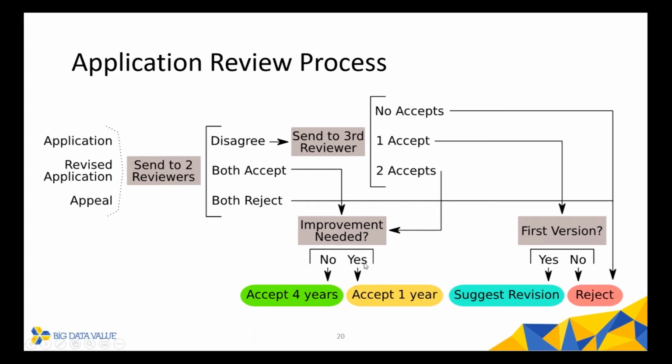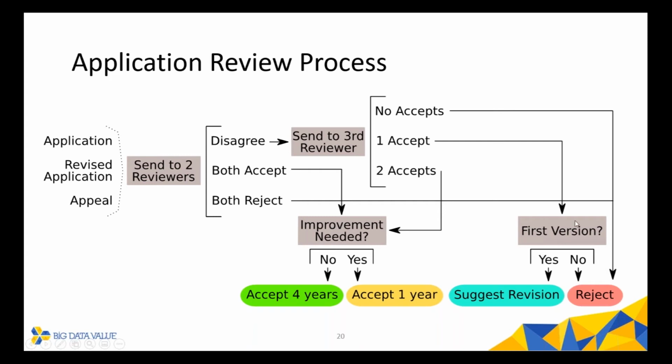If improvements are considered to be needed, the application is accepted for 1 year, and the program is given the opportunity in that year to implement the improvements. If improvements are not considered to be needed, a degree program is accepted for 4 years. If there's disagreements between the two reviewers, they're sent to a third reviewer.